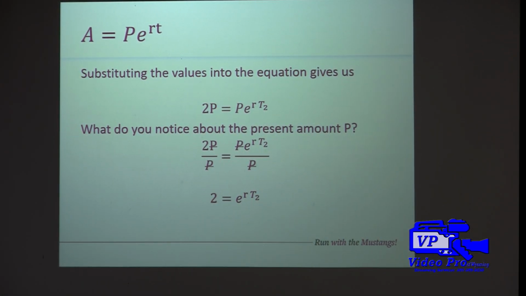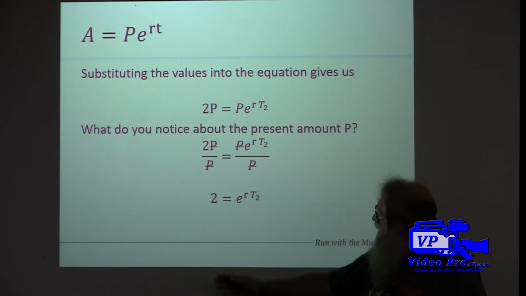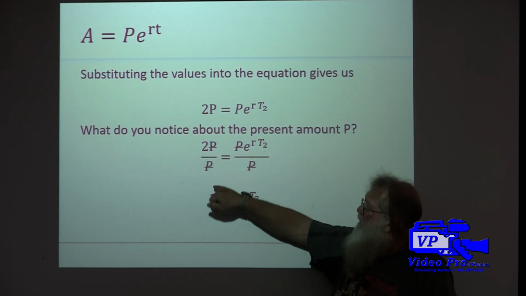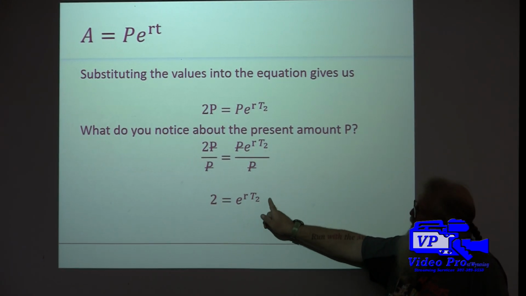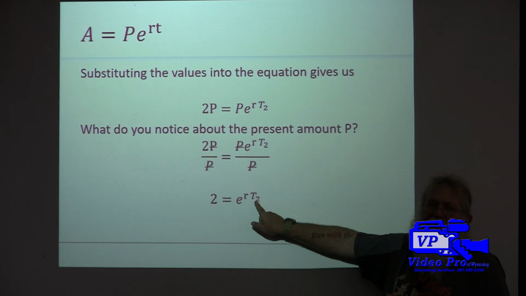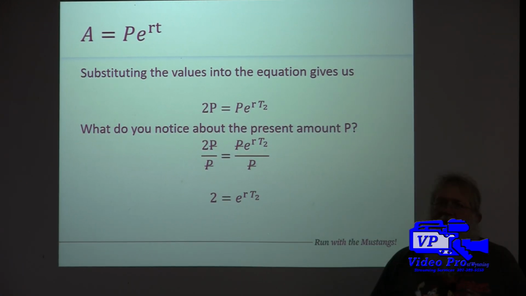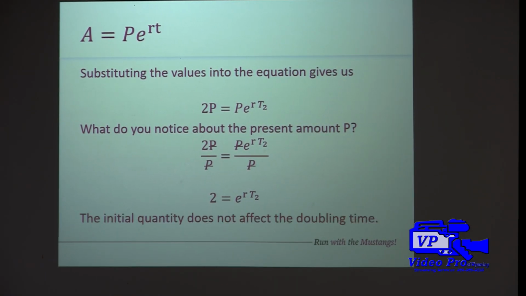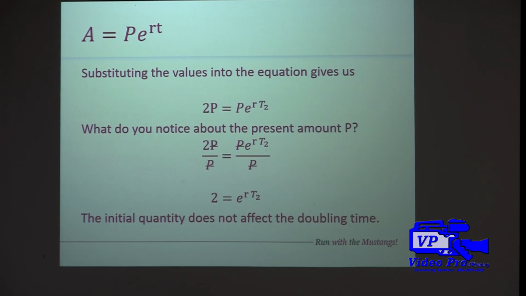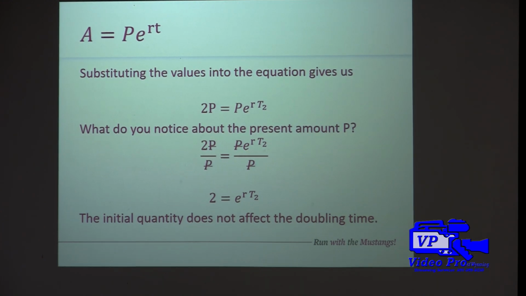So now after we canceled it out, we came up with this formula here. We have our 2 over here from doubling, and we have e to the r times the doubling time. And we want to come up with a relationship for this doubling time. So we need to get to it, but it's up there in the exponent. So this is when that natural log function comes into play. I just want to really point out the initial quantity doesn't affect the doubling time. The only thing that affects the doubling time is your interest rate.